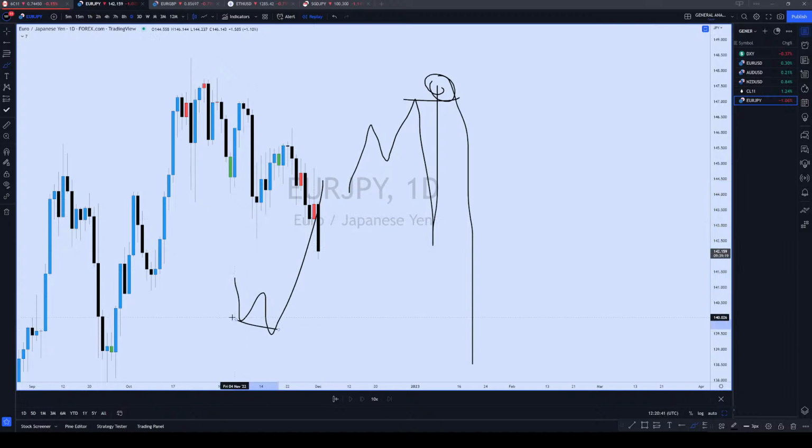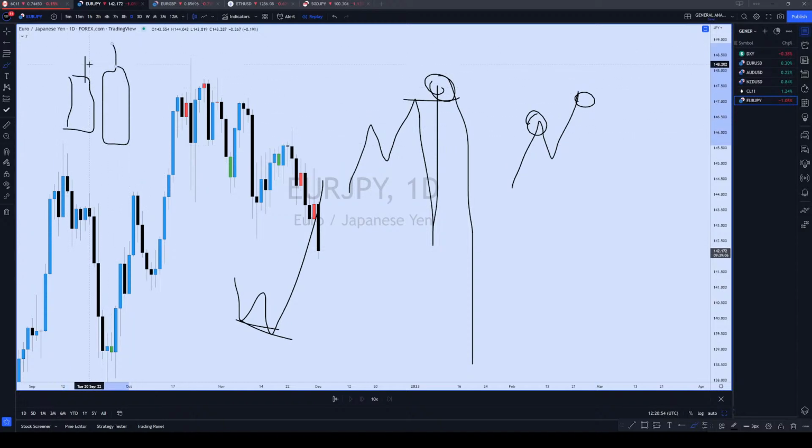Now the high resistance, it comes in so many ways. It's not always going to be a high here and a high here. It can be a single candle, right? This candle and that candle. That's also high resistance. So take that into consideration.